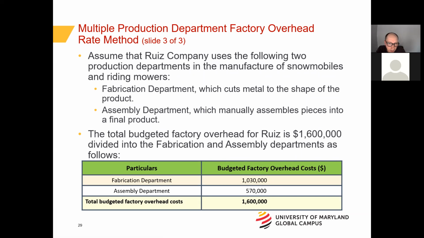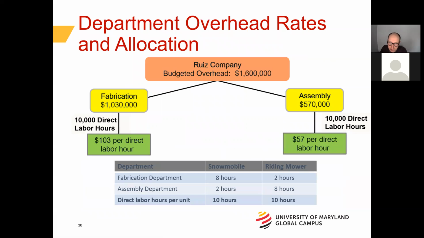Now, how does it work? As you know, the total company has $1.6 million of factory overhead budgeted. The company has allocated a portion of that $1.6 million to each department: $1,030,000 to fabrication and $570,000 to assembly. I didn't make this up; the company decided to do this. I don't know if it's well, it depends. It depends where most of the time is needed.